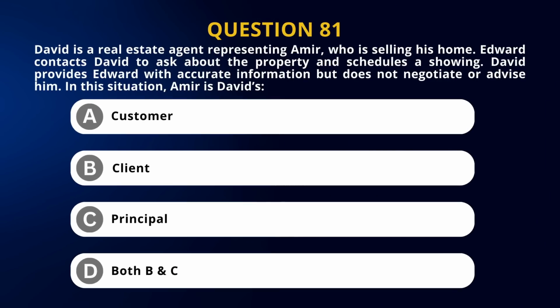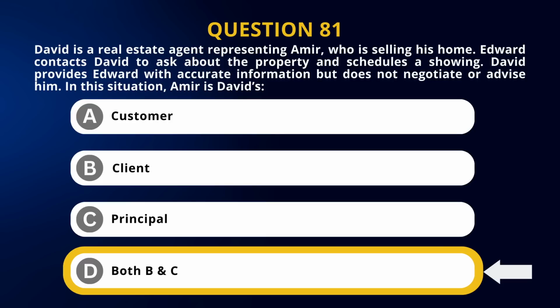Question number 81. David is a real estate agent representing Amir, who is selling his home. Edward contacts David to ask about the property and schedules a showing. David provides Edward with accurate information but does not negotiate or advise him. In this situation, Amir is David's letter A, customer. Letter B, client. Letter C, principal. Letter D, both B and C. And the answer? Letter D, both B and C.